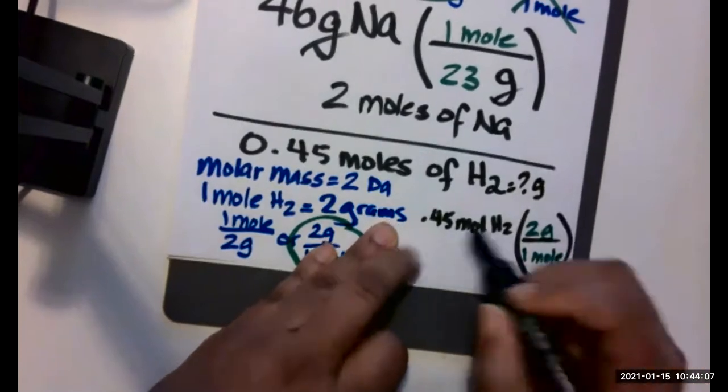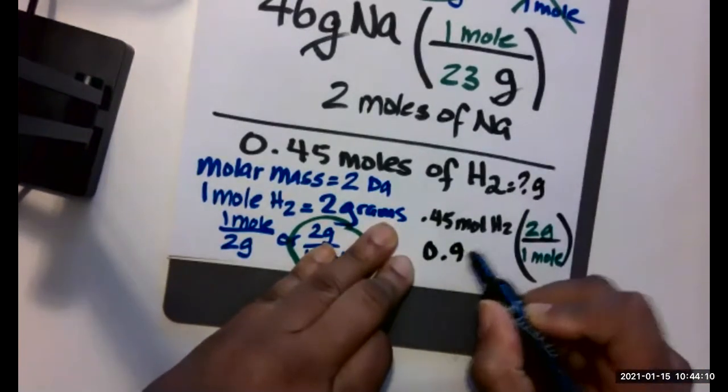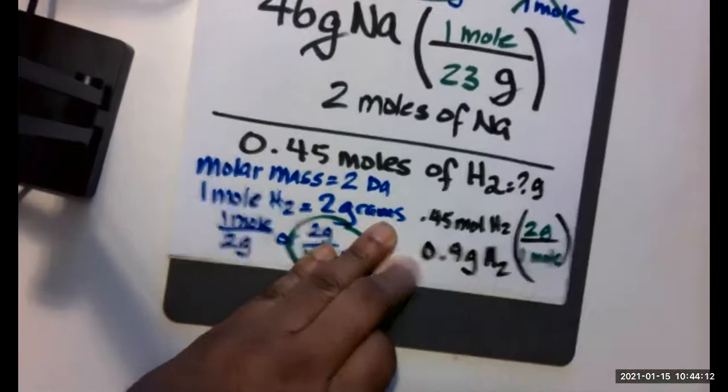0.9. Very good. So I have 0.9 grams of hydrogen.